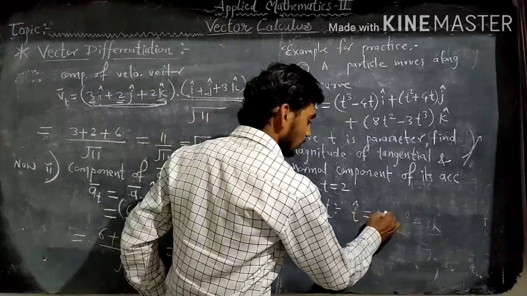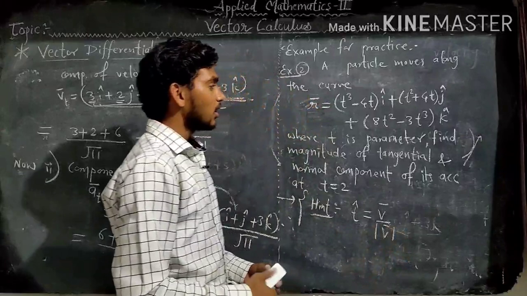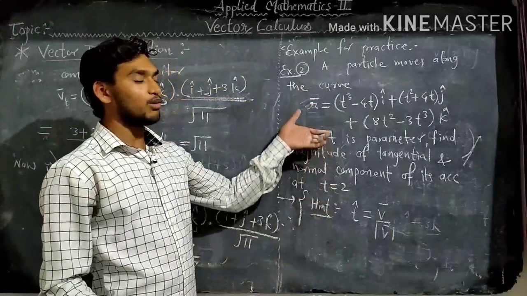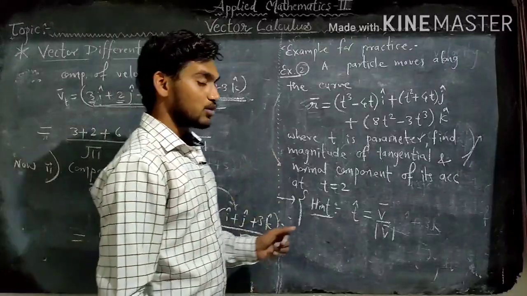So it is vector v upon its magnitude. Now you have to complete the whole question like the previous example. So thank you for watching.